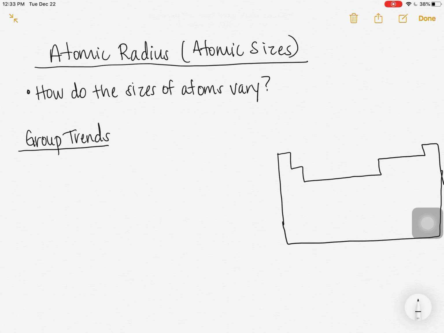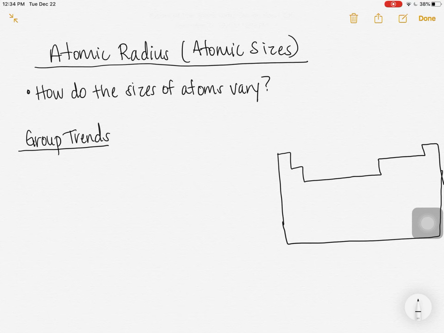Okay, this video is on the atomic radius of elements, or the sizes of atoms. Basically, what we're going to discuss is how the sizes of atoms vary. If we're talking about an atom of one element versus an atom of another element, are the atoms the same size? Is one bigger? Is one smaller? And how do we know? And what are the underlying ideas that reinforce that? Like, what causes one to be bigger or smaller than another one?